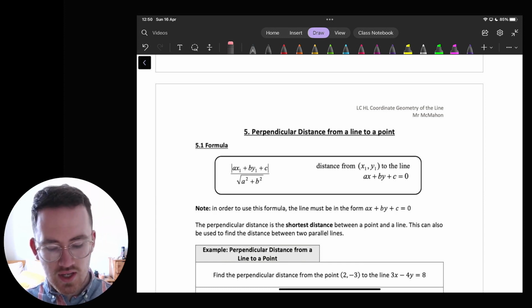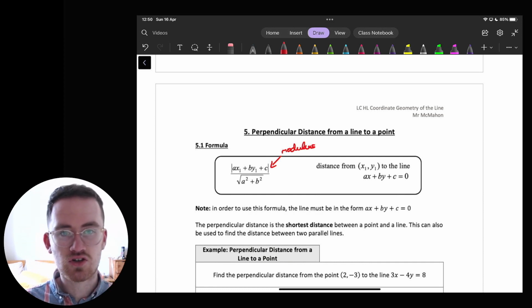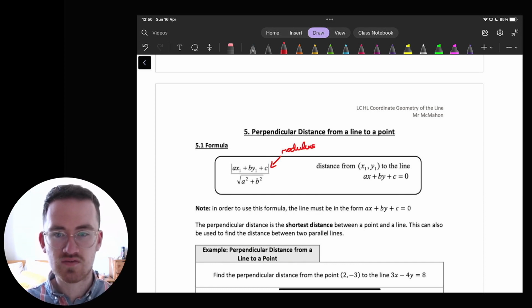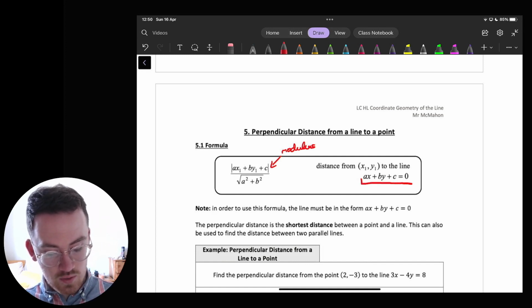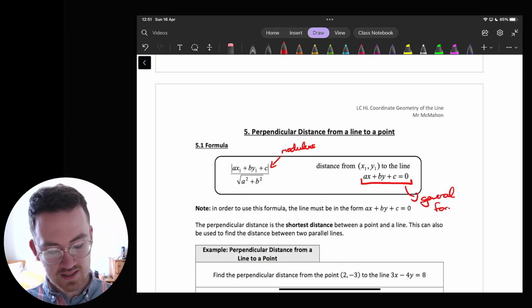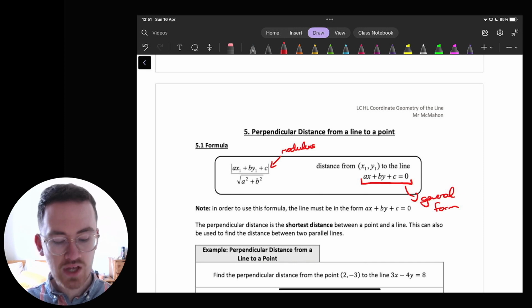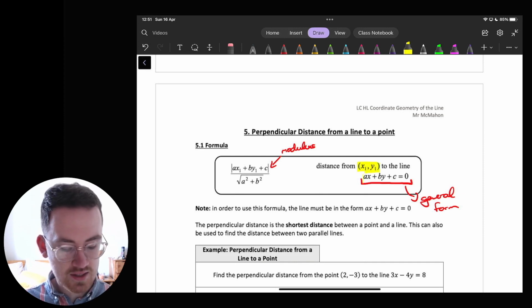You'll notice that in the formula we have absolute value or modulus notation. So that's going to be important. That's making sure that distance always ends up being a positive value. The other thing we need to notice is that our equation of the line has to be in the general form. So not in your slope-intercept form, you should rewrite it into that general form. So the two things we need are the point x1, y1, and my line in that general form.